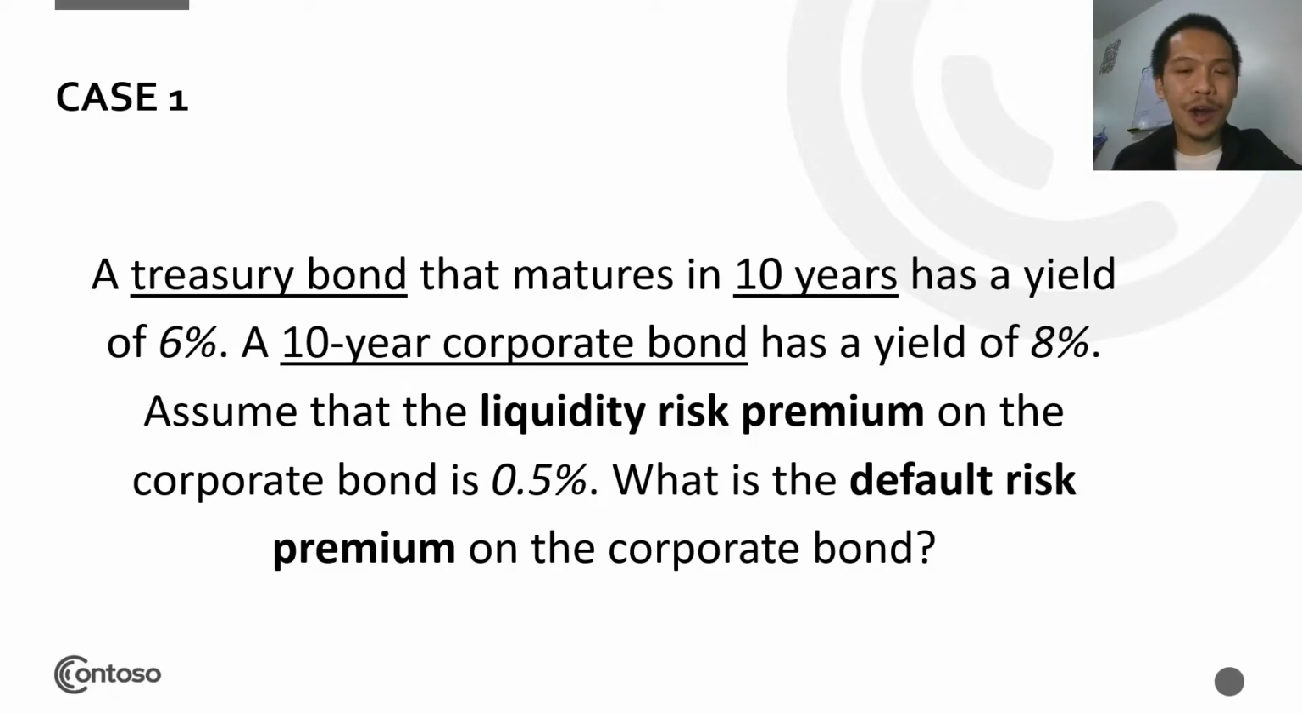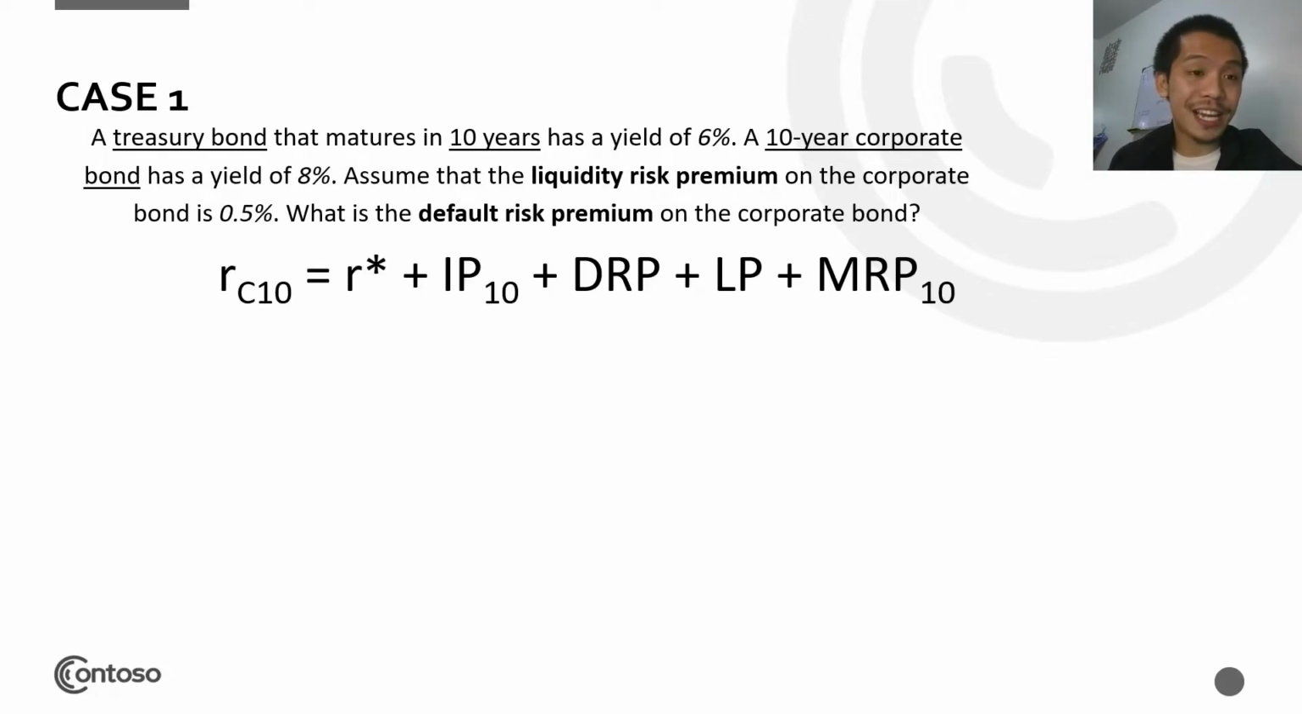Well, this is an easy one. Now, in arriving at the interest rate of any security, you have to understand that we have the following formula. R is equal to R star plus inflation premium IP. This depends on how many years you are looking into the future. In this case, that's 10 years. Plus DRP, default risk premium, plus LP, the liquidity premium, then plus MRP, the maturity risk premium, also dependent on how many years into the future we are looking at.